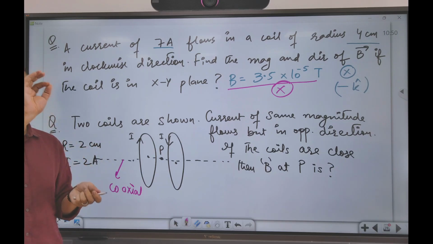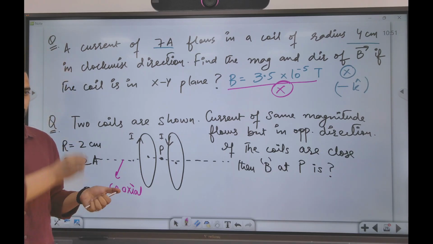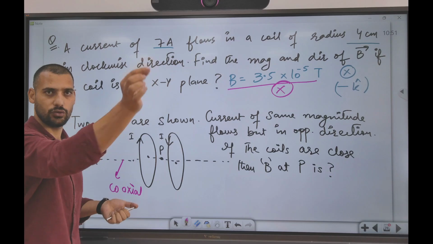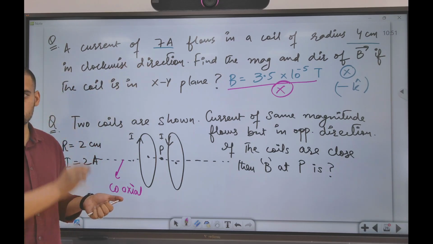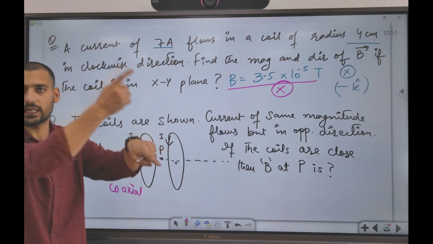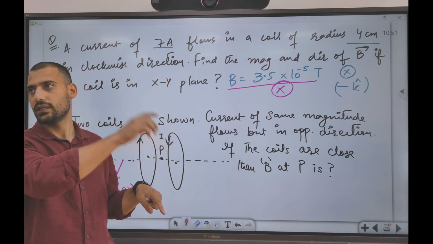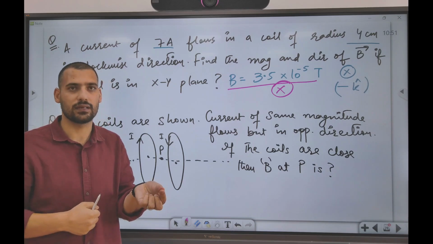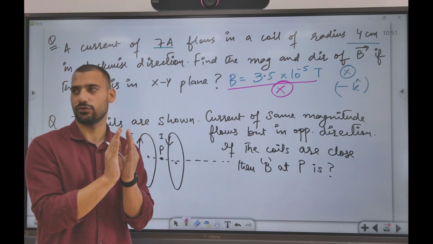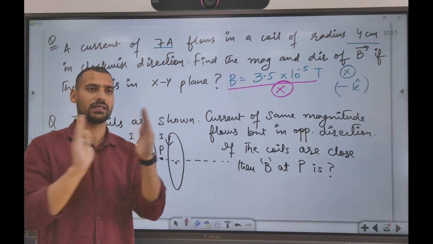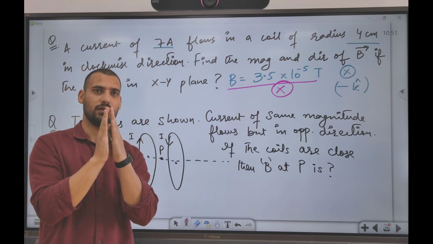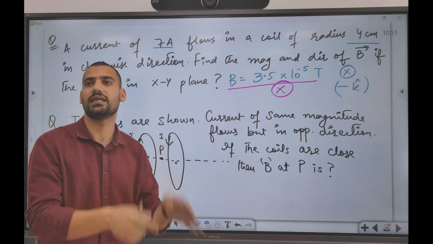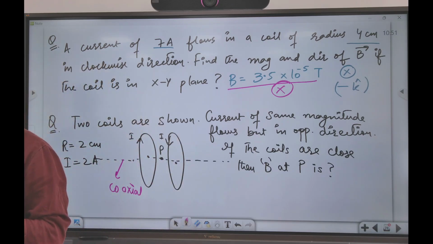If there are two loops, see, I'm trying to show you the three-dimensional thing. One loop is this, the other is this. If the current here is clockwise, then in this loop the current is counterclockwise. The question is, what is the magnetic field here? They are very close. You don't think that they are separated. They are very close, like this. So, what is the magnetic field at the center? That is the question.